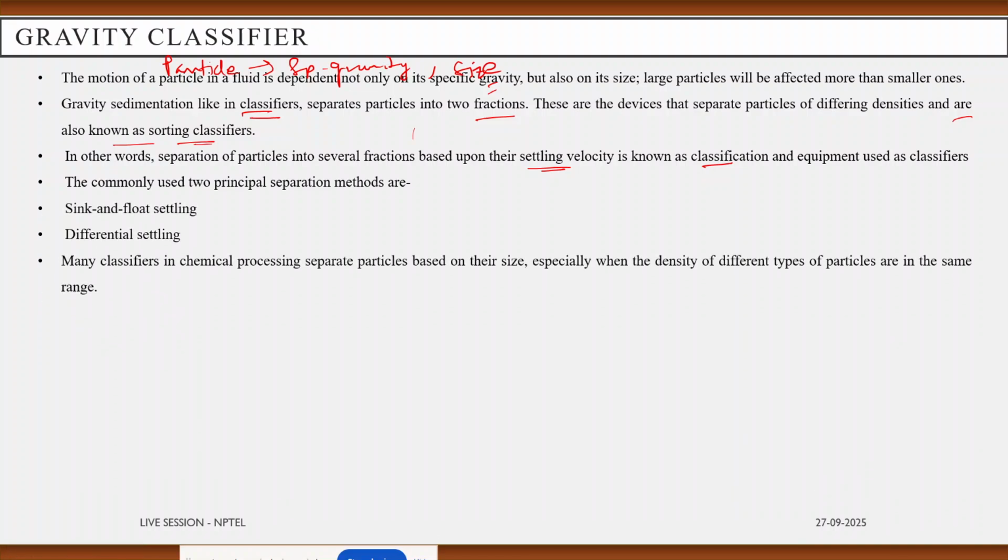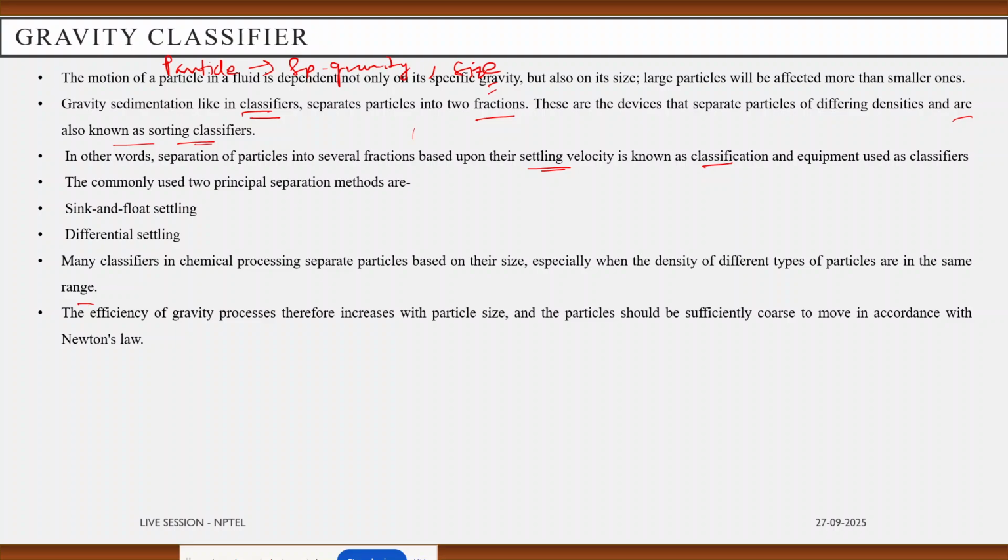So there are many classifiers in the chemical processing industry. Those classifiers separate particles based on their sizes, especially when the densities of the different types of particles are in the same range. The efficiency of gravity processes therefore increases with particle size, and the particles should be sufficiently large or coarse to move in accordance with Newton's law.